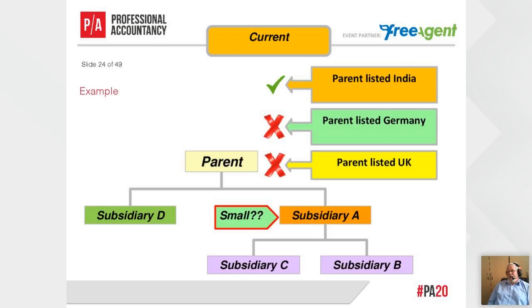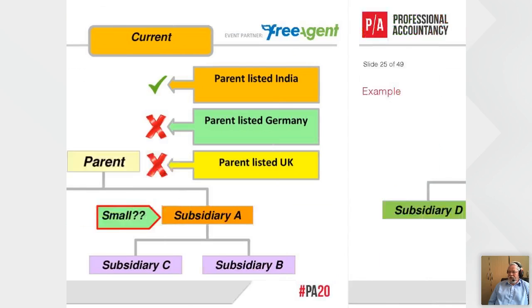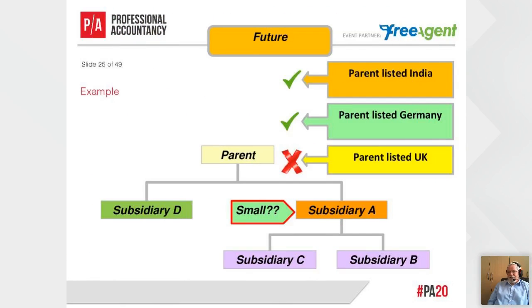If the parent was listed in India, then it would create absolutely no problems whatsoever. So that means the change here, as we make our way forward, is in actual fact, if the parent is listed in Germany, because the change that will occur in terms of an eligible group will be if the parent is listed in the UK only. So if the parent is listed in Germany, all of a sudden subsidiary A could in actual fact be small, therefore would get the exemption from the preparation of group accounts on the basis that it is small.